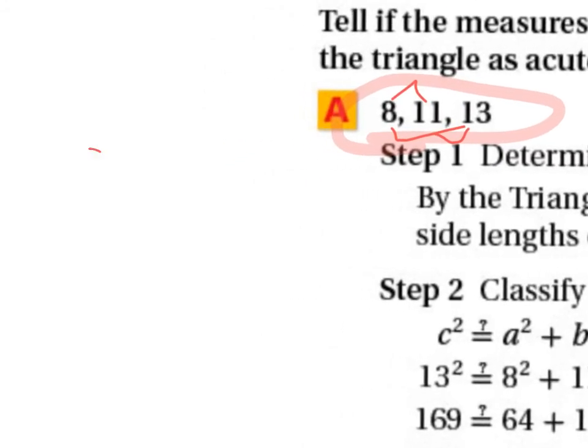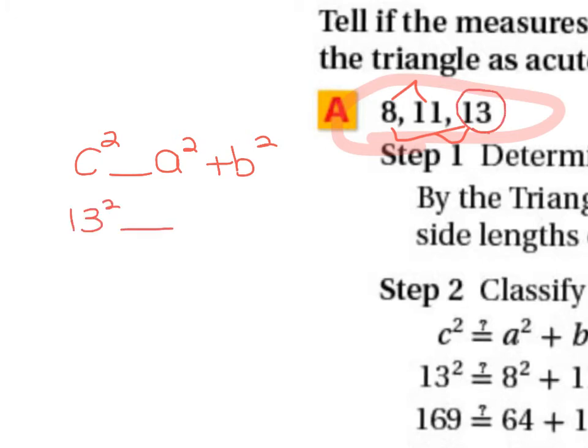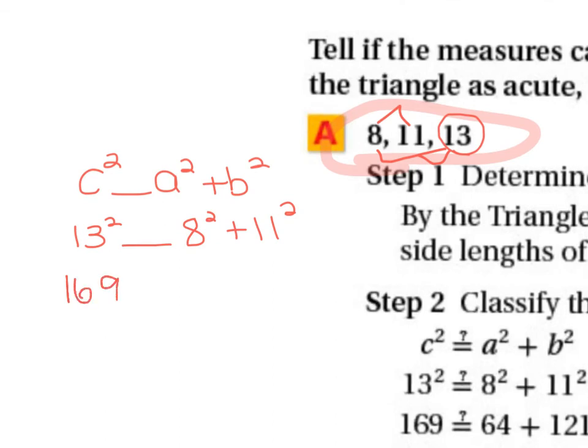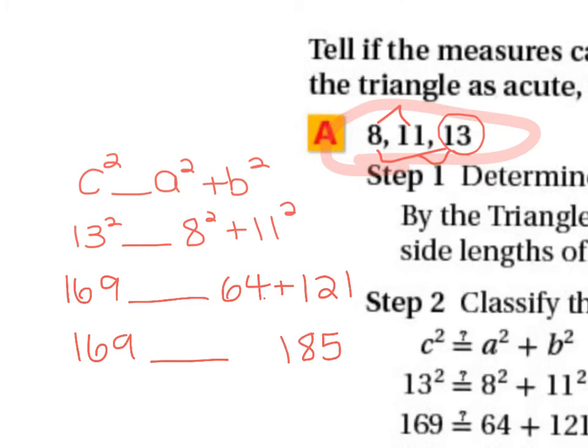So I'm trying to figure out what's the relationship between c squared and a squared plus b squared. Remember, I want the largest one to be the c squared, so 13 squared has what relationship to 8 squared plus 11 squared? 13 times 13 is 169. 8 times 8 is 64. 11 times 11 is 121. Add these two together, 185. 169 is less than 185, which makes this triangle acute.